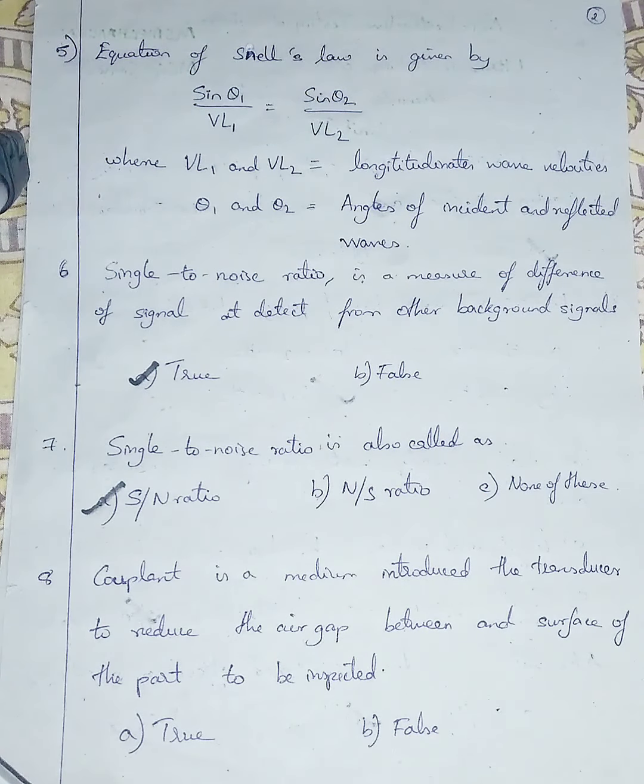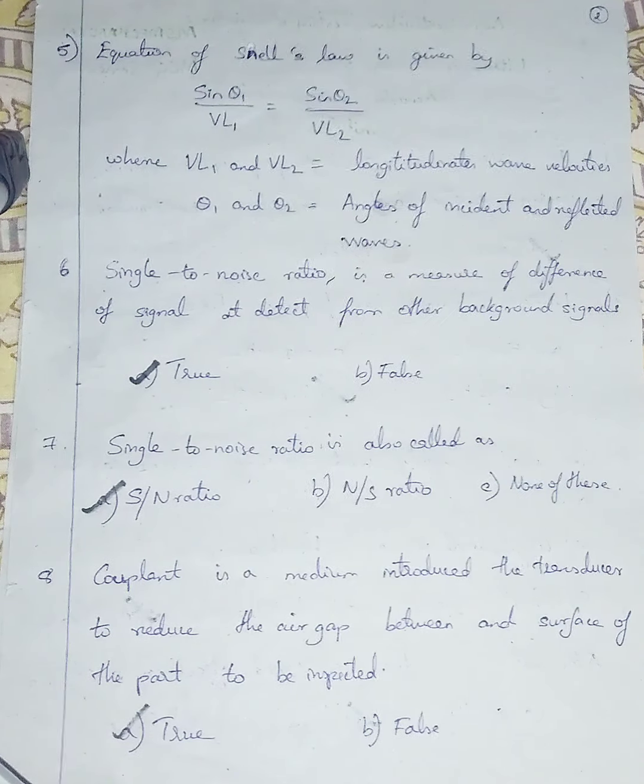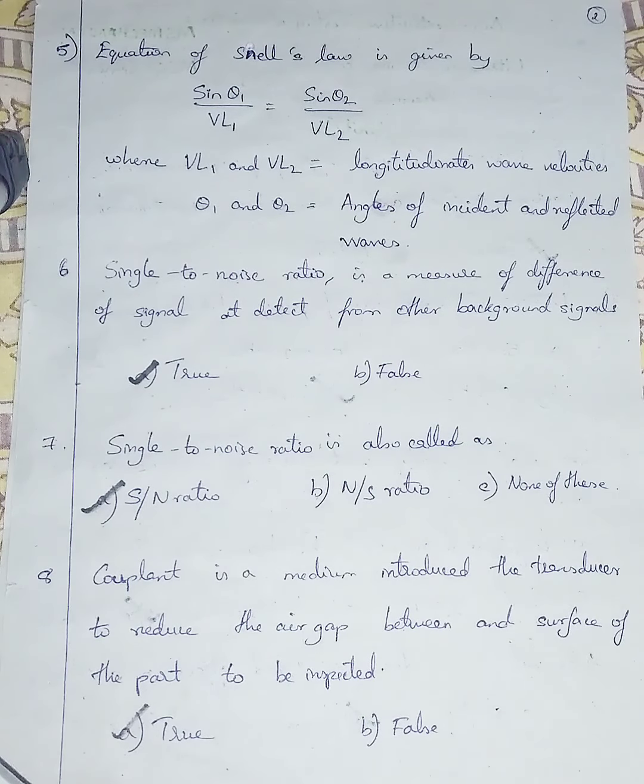So I'm going with option A, true. Couplant is a medium introduced in the transducer to reduce the air gap between the surface of the part to be inspected, between the transducer and the surface of the part to be inspected. So I'm going with option A, true.